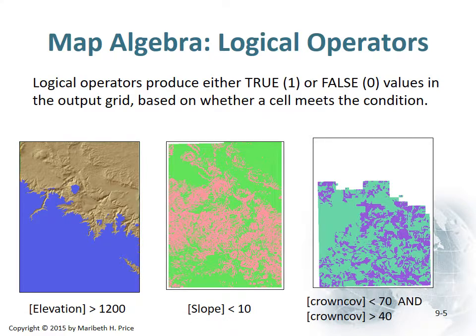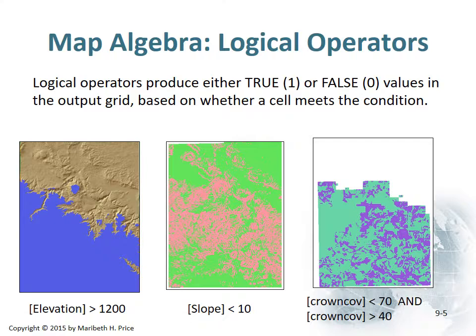So, if we use this example here, elevation greater than 1200, typically that's going to be in meters. Our 1s will be the locations, the cells that meet the condition of elevation being greater than 1200. In this case, that's shown by the kind of bluish purple. The other second condition, slope less than 10. Okay, so 1s and 0s. This time the outputs 1 are green. 0 is kind of the pinkish, almost reddish tone.